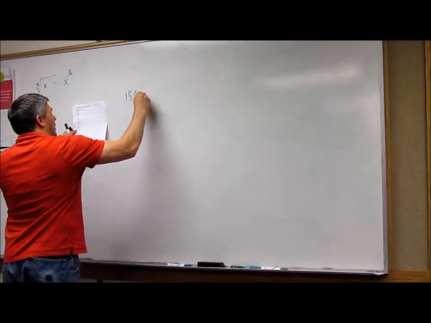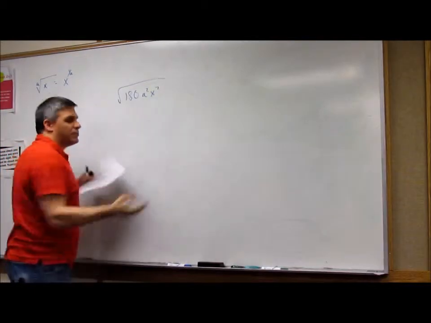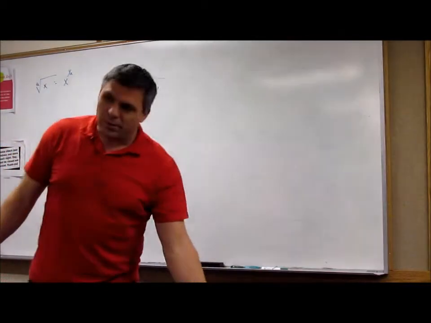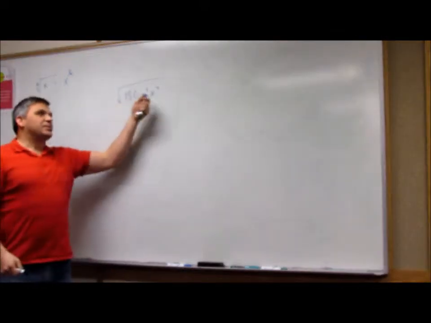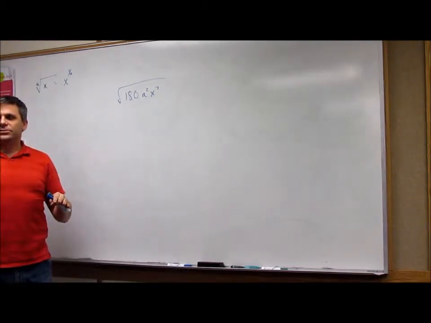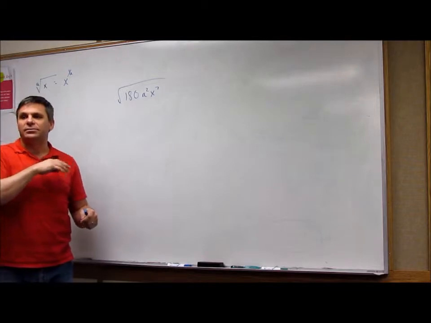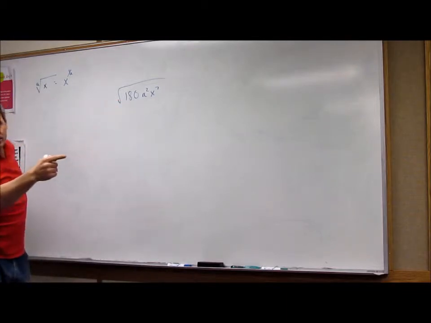180 a squared x to the 7th, square rooted. What do we got to do here? We need to break it down. First things first, the letters are easy to deal with. They're already in exponential form, so I can already break those out, no problem. But what I need to do is break down the 180.